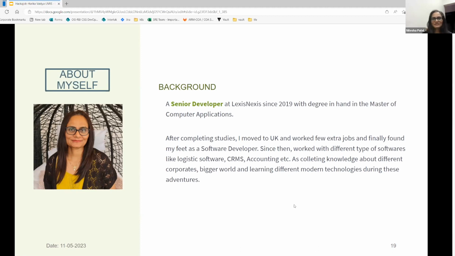But yeah, I found my first job as a software developer, and since then I've been working on different software, like logistics software, accounting, farming software, order management on a big scale, lots of different sectors, which is the good thing about technology. Being in technology, you can select different fields. So I have learned many different modern technologies during my experience throughout these years.